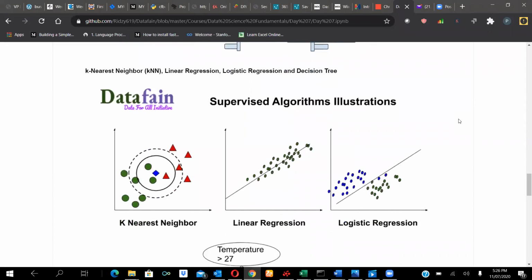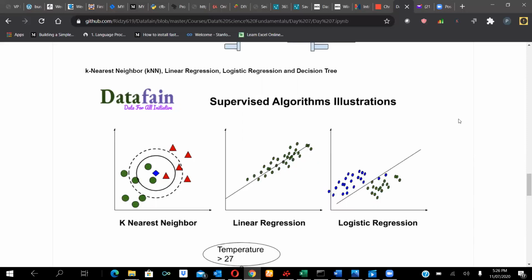Now, remember I talked about regression earlier on as a family of supervised learning, right? Now we have what we call logistic regression and linear regression. So I'm going to do a little bit of explanation of the difference.